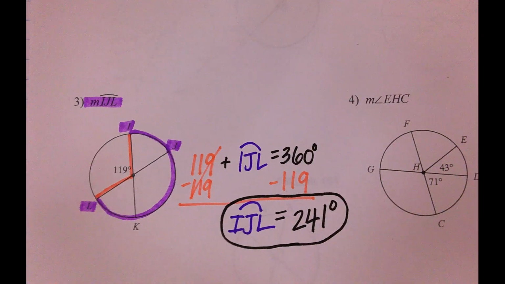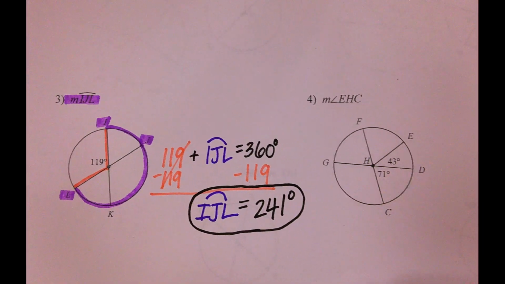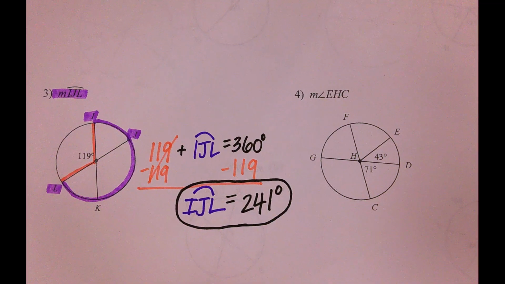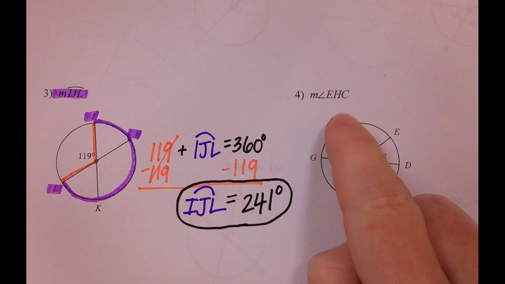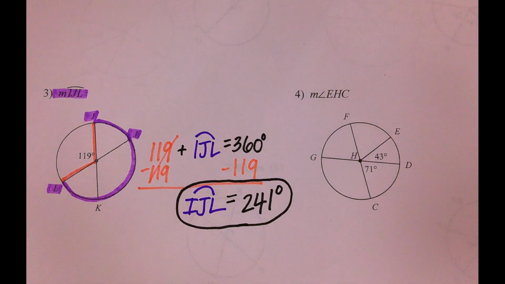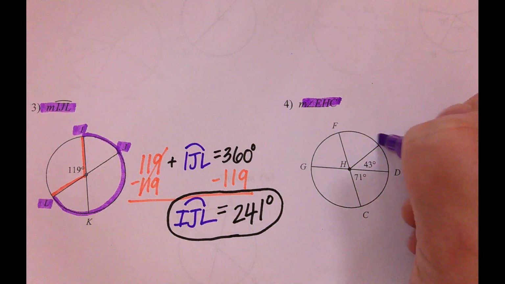Okay, let's look at number 4 now. We get a little more complicated. Now I have a couple of things being given to me. This time I want to find a measure, angle BHC. So let's find those. BHC.